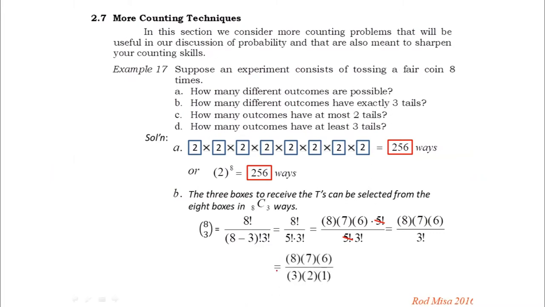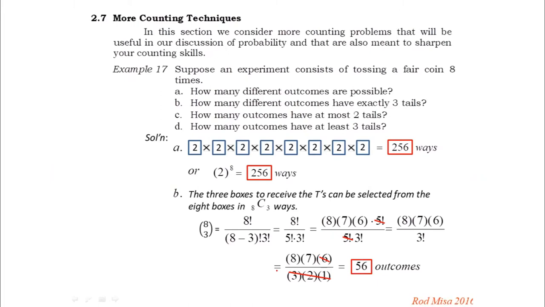But 3 factorial is 3 times 2 times 1. So canceling 6 in the numerator with the product of 6 in the denominator, we are left with the product of 8 and 7. And the product is 56. Therefore, we say that there are 56 outcomes if you want to have exactly 3 tails when you toss a fair coin 8 times.